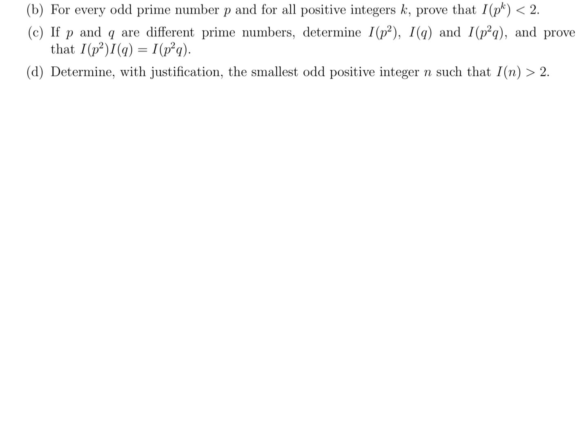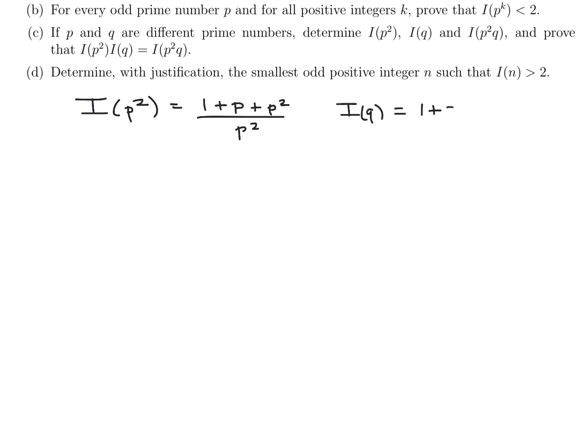Part C. If p and q are different prime numbers, determine I at p squared, I at q, I at p squared times q, and prove that I at p squared times I at q is equal to I at p squared times q. Okay, so let's just figure them out individually. I at p squared would basically be 1 plus p plus p squared, all over p squared, according to the definition that they gave us in the question. I at q, well, q is a prime, so that's just 1 plus q over q.